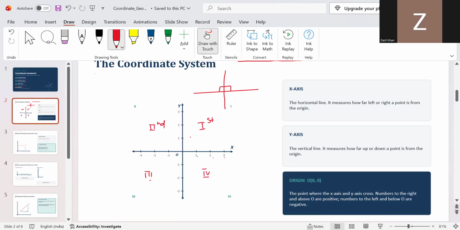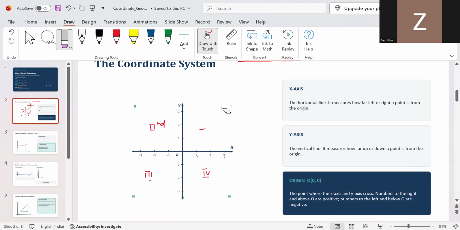Please, to remember it, it goes anti-clockwise. First, then second, anti-clockwise. Don't go clockwise, please. So how would you remember? First quadrant, then the second quadrant will be to the left of the first quadrant. This is clear. These are the quadrants.